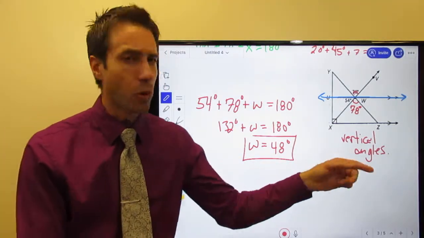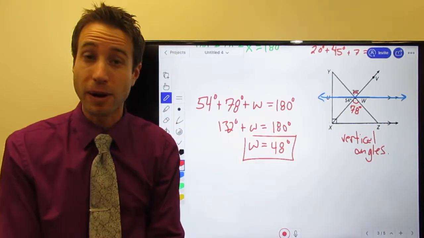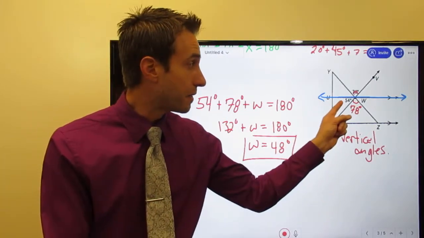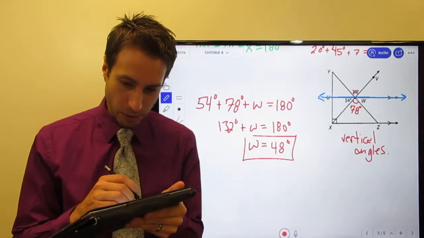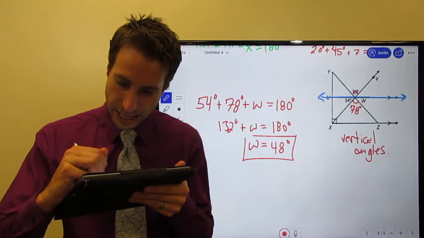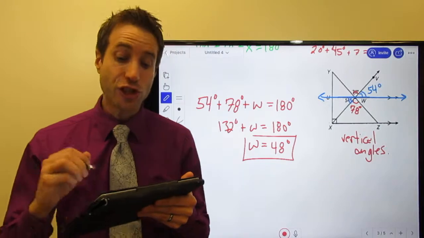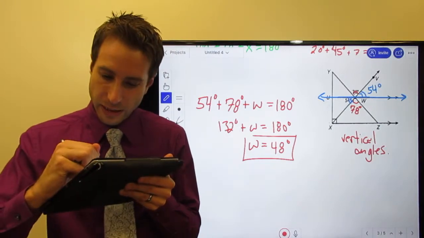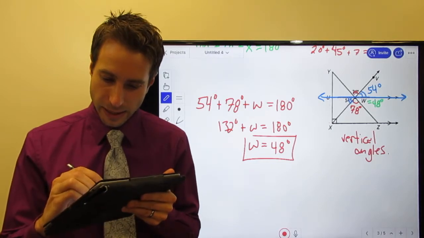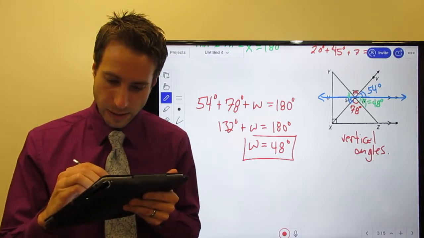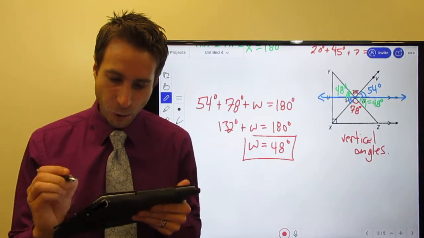Real simple. I pull on previous knowledge about vertical angles, which I've got, and actually that's not my only pair of vertical angles. Check this out. 54 is also vertical angles with this guy. So I know that these guys are congruent. This one has to be 54. And check this out. Now that I know that W is equal to 48 degrees, look at this. I know that these two guys are vertical angles, and so that this one must also be 48 degrees.